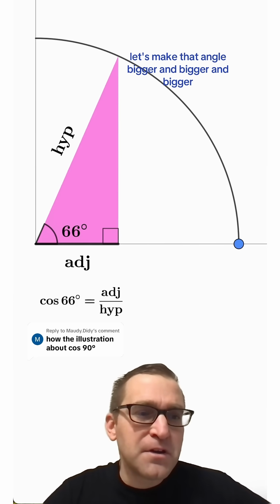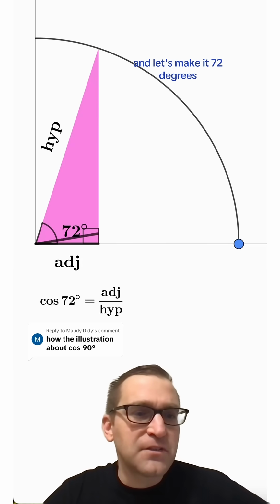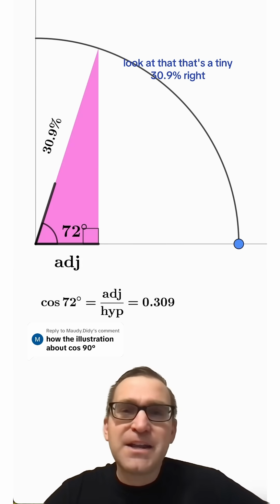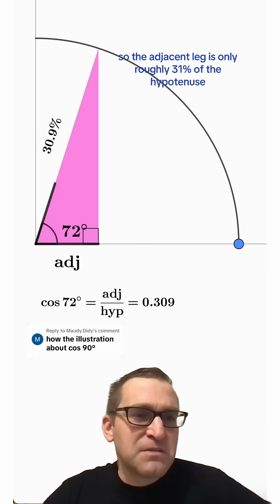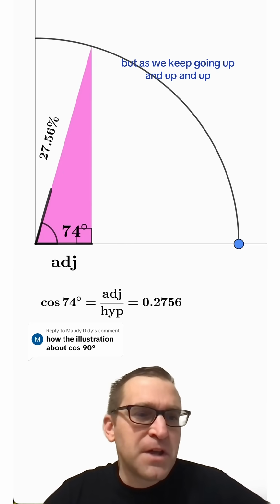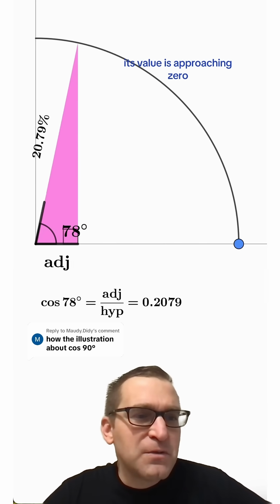Let's make that angle bigger and bigger and bigger. And let's make it 72 degrees. Look at that. That's a tiny 30.9%, right? So the adjacent leg is only roughly 31% of the hypotenuse. But as we keep going up and up and up, look at that adjacent leg right there. Its value is approaching 0.